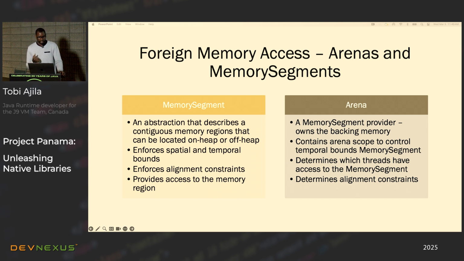An arena is a memory segment provider. So it's what sets the scope for the memory segment, what determines which threads have access to the memory segment, sets the alignment constraints. So the arena essentially determines the constraints on the memory segment. The arena is kind of like the owner that supplies the memory, the resources to the segment and sets the rules. And then the memory segment is the facilitator that enforces all the rules.